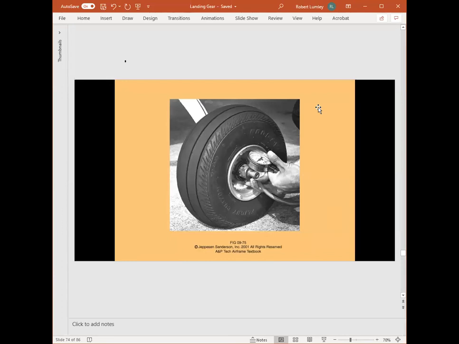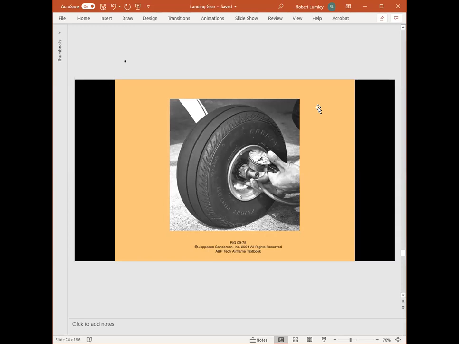Okay. Are we good there? Yeah. Okay. Next, we're going to talk about tire inflation. As we already said, the tire pressure is not going to be on the sidewall of the tire. Where do we find it? We find it in the maintenance manual.